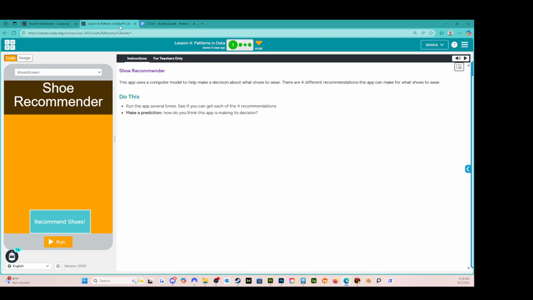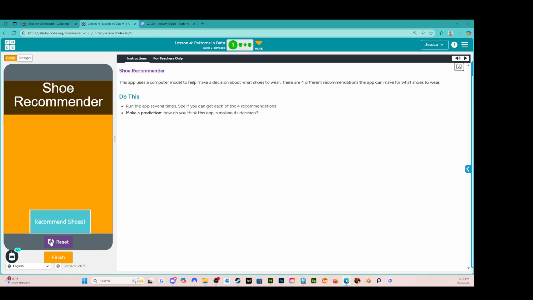All right. And so if we go look at level 1, this is the shoe recommender app. So it says shoe recommender. This app uses a computer model to help make a decision about what shoes to wear. There are 4 different recommendations the app can make for what shoes to wear. So do this. Run the app several times. See if you can get each of the 4 recommendations. Make a prediction. How do you think this app is making its decisions?